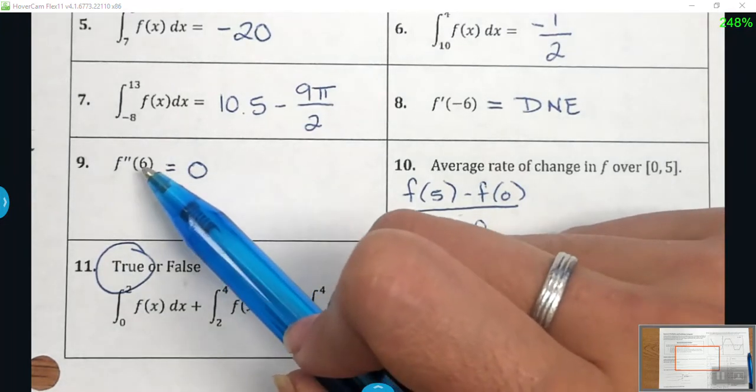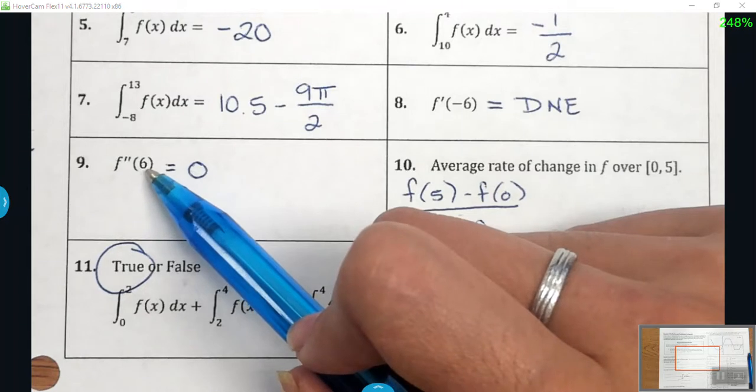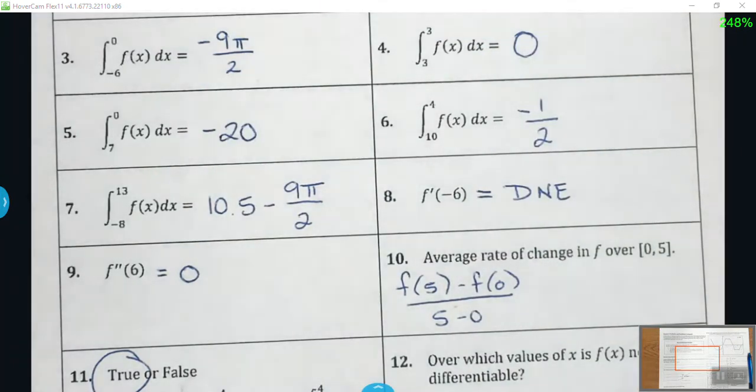Because it's asking for the second derivative at 6. And so at 6, what's the concavity? Nothing. It's just a straight line, right? So there is no concavity, so it's 0.